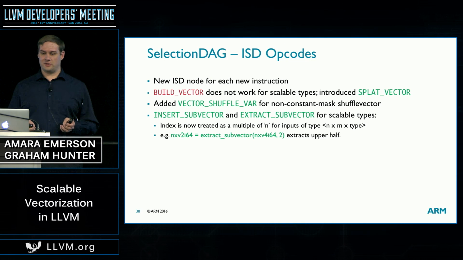So in terms of opcodes, for each new instruction we've had to add an equivalent opcode. Build vector takes a set of constants, and we can't have that, so we've introduced splat vector as well. For shuffle vector with a non-constant mask, we've added vector shuffle var. And for insert and extract subvector for scalable types, the index is now a multiple of n rather than directly addressing a given element. With all of this, plus a pile of AArch64 target changes, we can emit the code that we showed at the beginning.